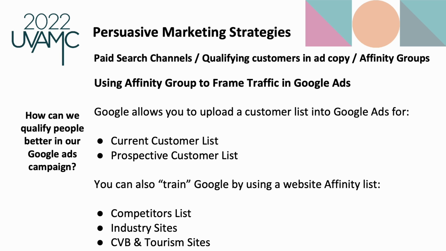The other things you can do with the affinity list are, it's left on this screen, but right over here, competitor lists also. You can actually tell Google, I want to target people that visit certain sites. So if I'm in St. Petersburg, Florida, and I'm this venue, and I want to target people that are visiting my competitors and comparing me, or people that are visiting the local CVB site to get information about the area, I can load those websites in and show ads specifically to those people. That's pretty targeted, and that's pretty cool.